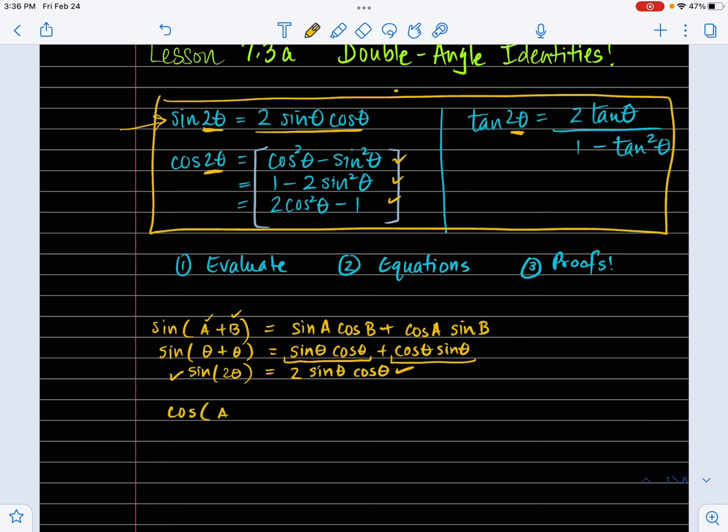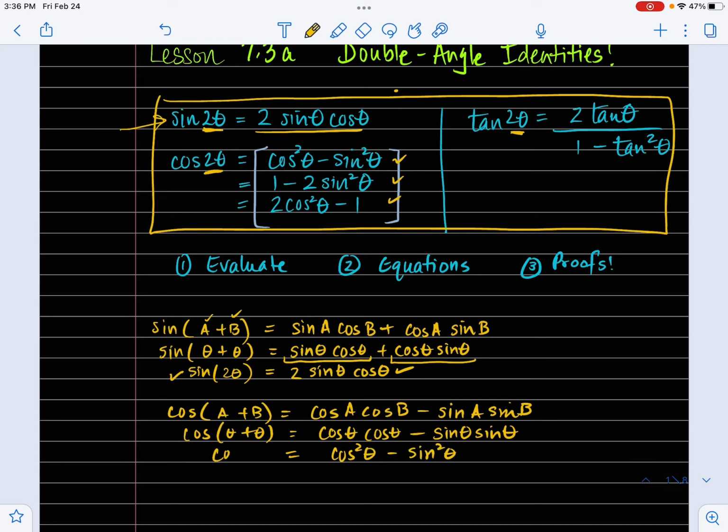So if I were to use the cosine a plus b formula, which states that it's the same as the product of cosine a cosine b minus the product of sine a sine b. But what if a and b were equal to each other? We can call them theta. This ends up being cosine theta times cosine theta minus sine theta times sine theta, which makes this cosine squared theta, don't be squaring the angle, it's the value that has been squared, minus sine squared theta. And that gives us the first formula for cosine 2 theta, the first one right here.